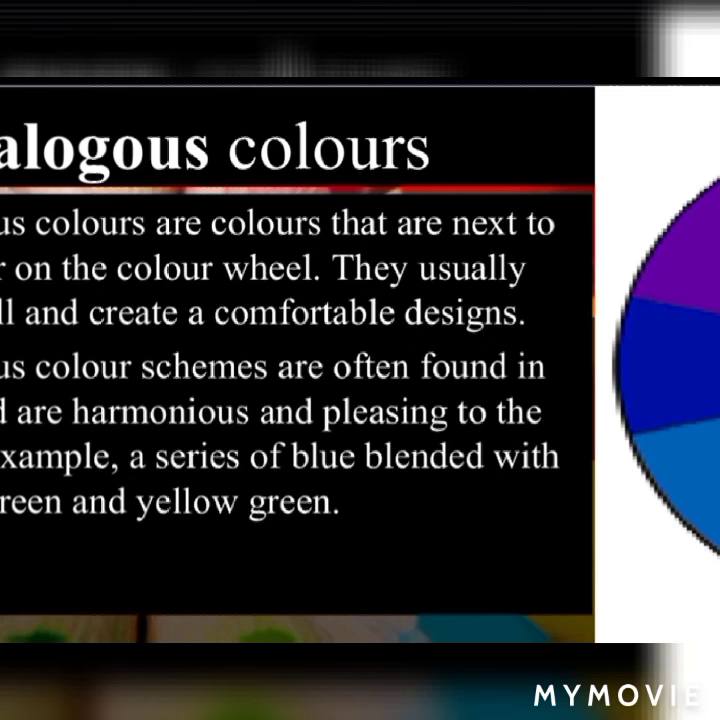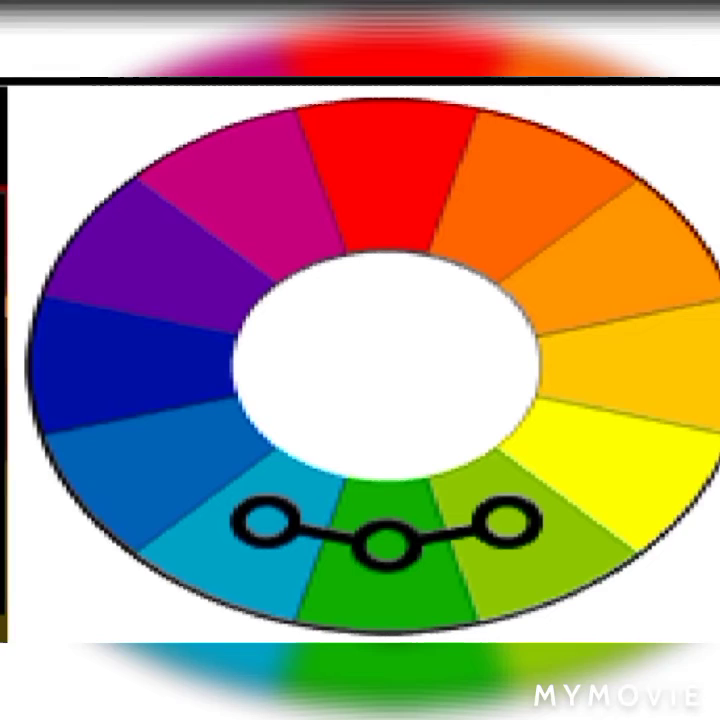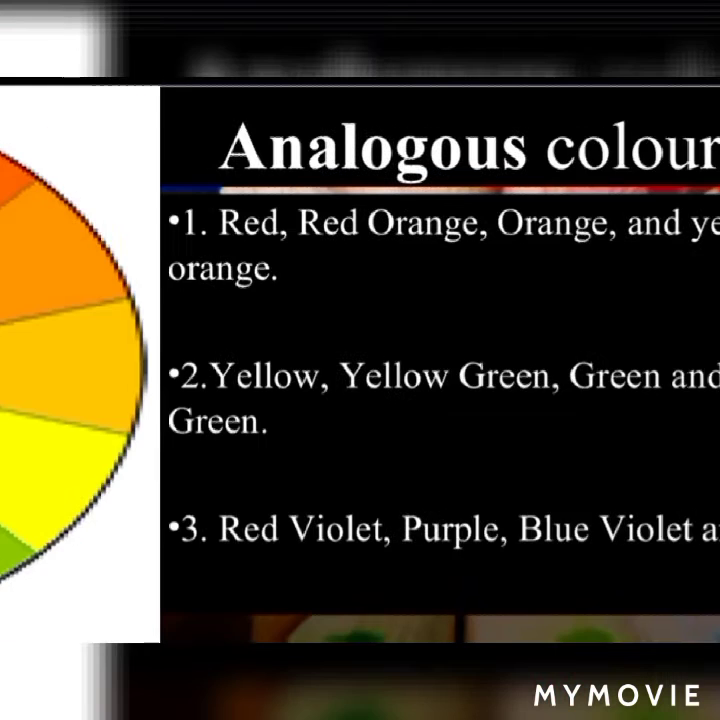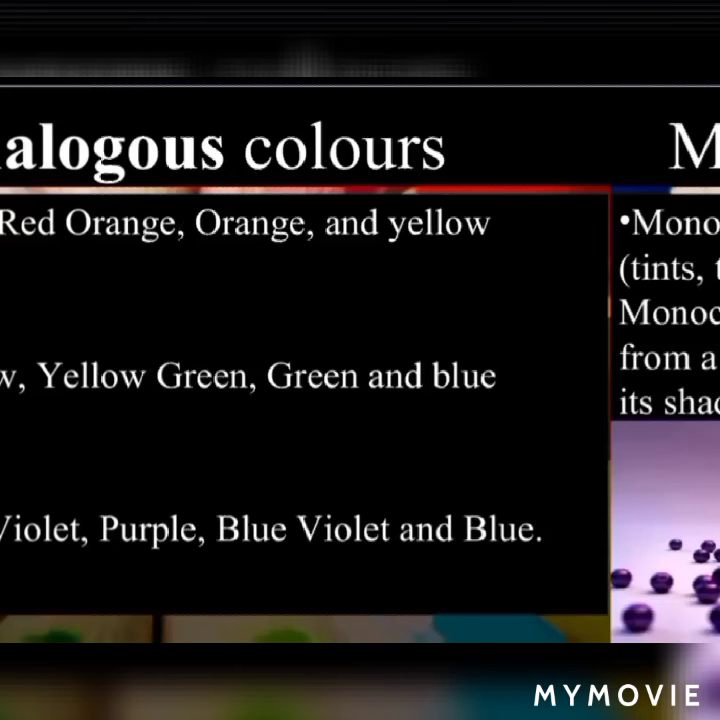Analogous color schemes are often found in nature and are harmonious and pleasing to the eye. For example, a series of blue blended with tones of green and yellow-green. For example, we see these. Like in this, we have a family of 3 colors giving the same shade, which look more appropriate or comfortable to the eye. For example, red, red-orange, orange and yellow-orange. Yellow, yellow-green, green, blue-green. Red-violet, purple, blue-violet and blue.